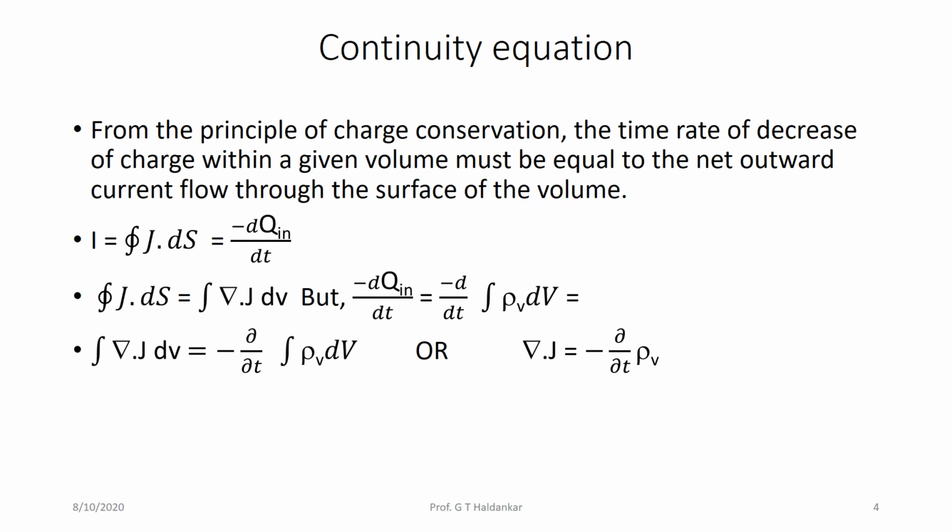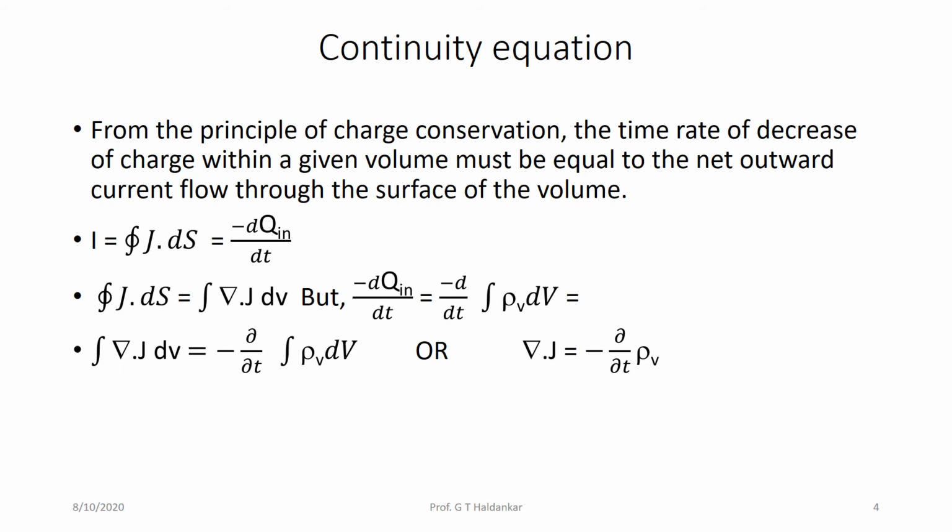Now for J dot dS, using the divergence theorem, you can directly write the divergence of J dv, in terms of volume integration. But the rate of decrease of charge, minus dQ in by dt, you can write as, since Q is equal to the integration of rho v dv, minus d by dt integration of rho v dv. So rho v is the volume charge density. Divergence of J dv is equal to minus partial derivative with respect to t of rho v dv.